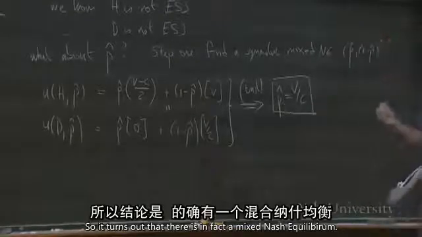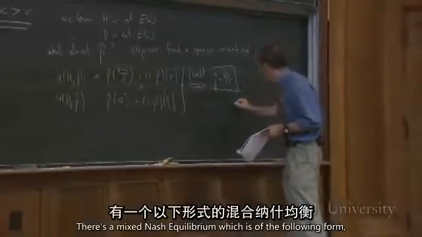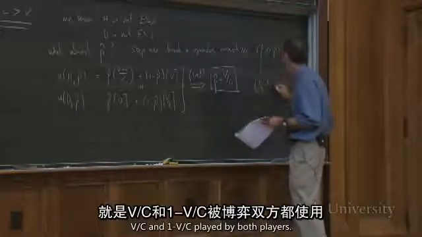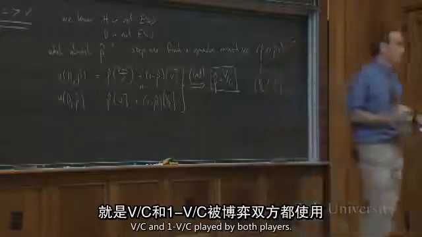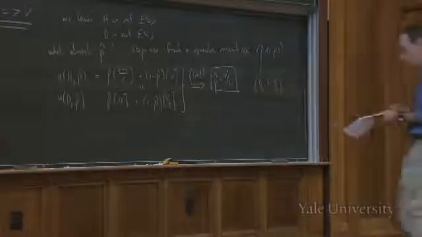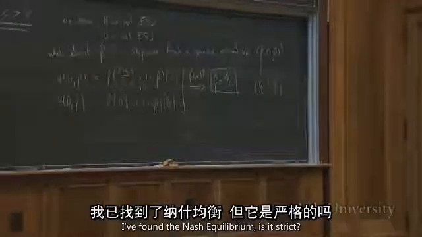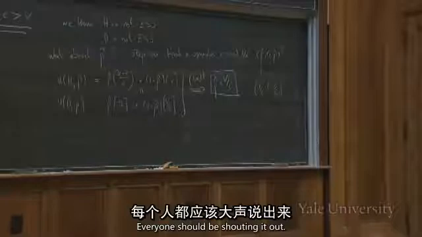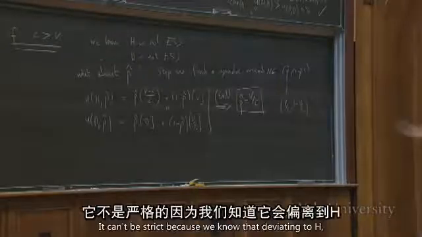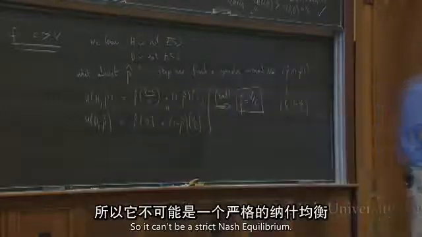So it turns out that there is, in fact, a mixed Nash equilibrium, which is of the following form: v on c and 1 minus v on c played by both players. All right? Is this a strict Nash equilibrium? I found the Nash equilibrium. Is it strict? Everyone should be shouting it out. It can't be strict because it's mixed, right? By definition, it can't be strict because deviating to H, or for that matter deviating to D, yields the same payoff. So it can't be a strict Nash equilibrium.